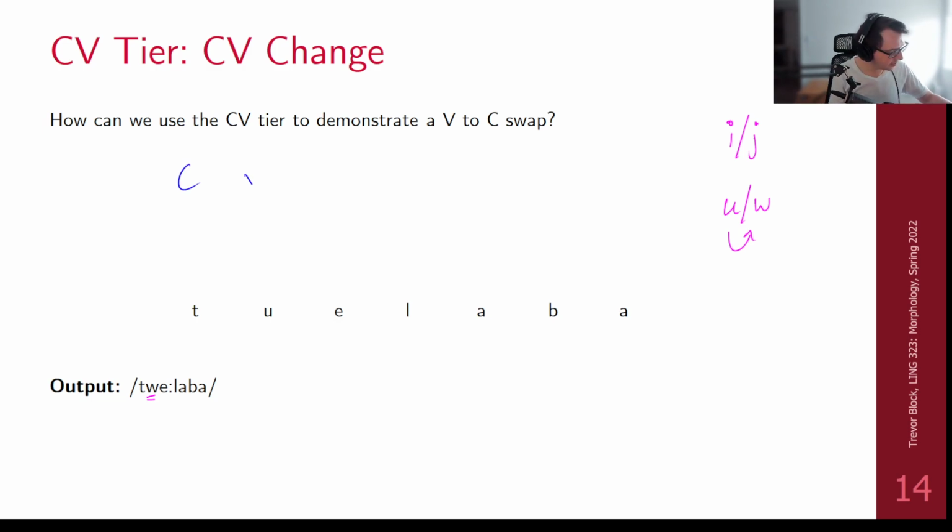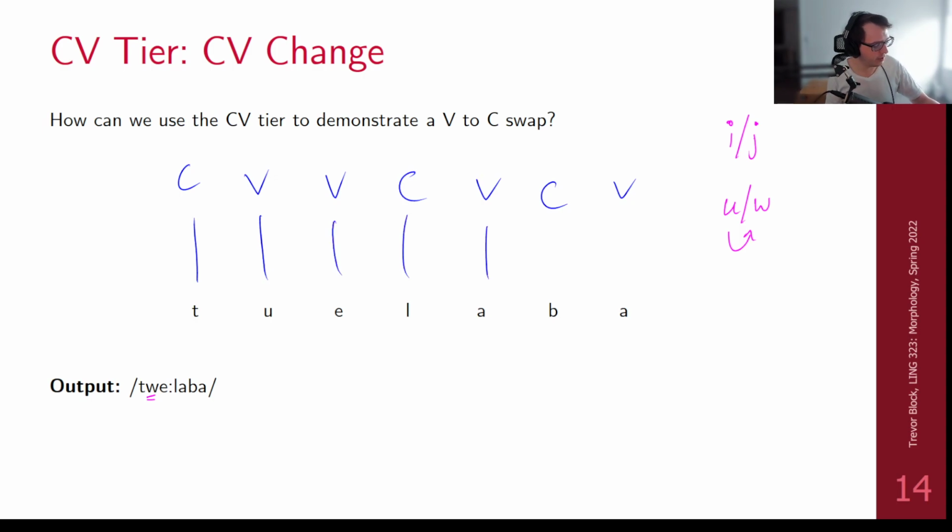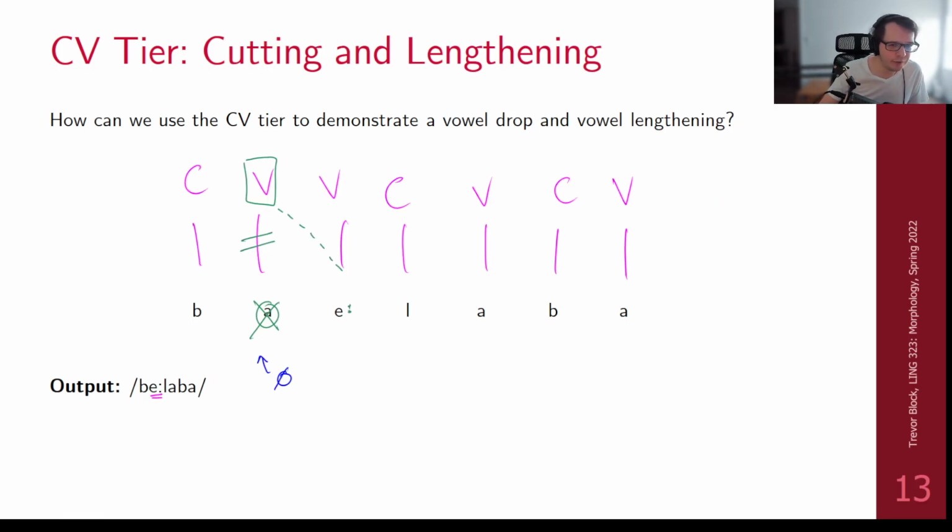So let's lay out our CV tier. CVV, CV, CV, and do our initial connections. And now we're going to do some spreading and delinking. Our first rule says delink that first vowel, and we'll take the V and spread it to the A. Now, how do we get a W? Well, in our previous analysis, the first vowel had to be deleted because it couldn't get any C or V. Because if you think of the vowel space, it is way down there. It is nowhere near the roof of your mouth.